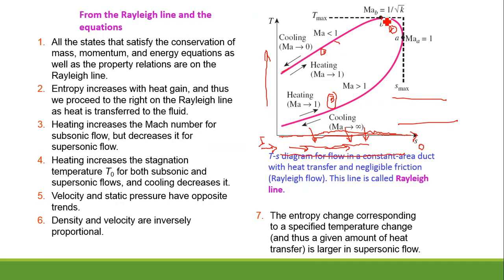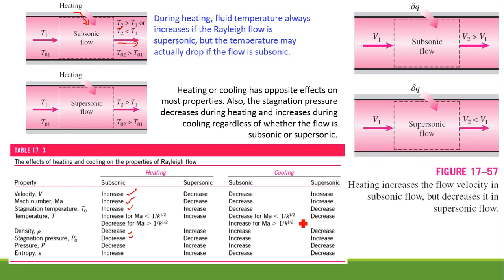Then up to point B it will increase, and the Mach number at this point is given by the formula Ma equal to 1 by root of k. This k is nothing but gamma, that is 1.4. So the Mach number at this point will be Ma equal to 1 by root of gamma. These are the conditions we need to remember, and for cooling this may happen. Just note these properties. This is important for you. For Rayleigh flow, they may ask this type of questions only.